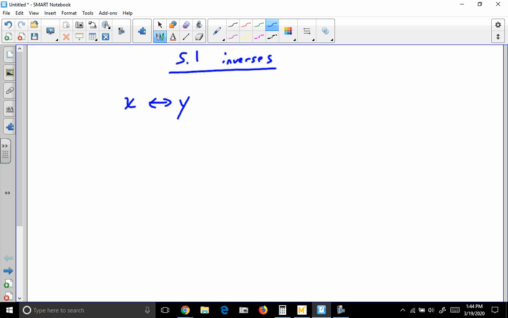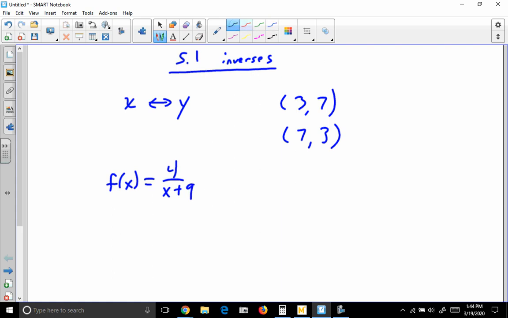I'm not going to focus so much on whether or not you understand what it means for a function to be a one-to-one function, but I do want you to know how to get an inverse. If we have just a single ordered pair, the inverse of that comes from swapping the x and y coordinates. But if we have an actual function, such as f of x equals 4 over x plus 9, if we want to get the inverse of that function, then we essentially have a four-step process.